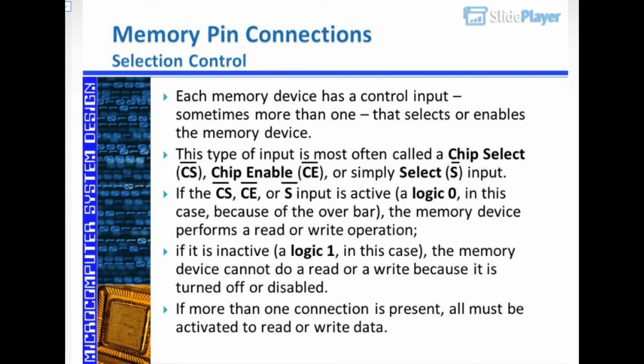Memory pin connections. Selection control. Each memory device has a control input, sometimes more than one, that selects or enables the memory device. This type of input is most often called a chip select (CS), chip enable (CE), or simply select (S) input. If the CS, CE, or S input is active, a logic 0 in this case because of the overbar, the memory device performs a read or write operation. If it is inactive, a logic 1 in this case, the memory device cannot do a read or a write because it is turned off or disabled. If more than one connection is present, all must be activated to read or write data.